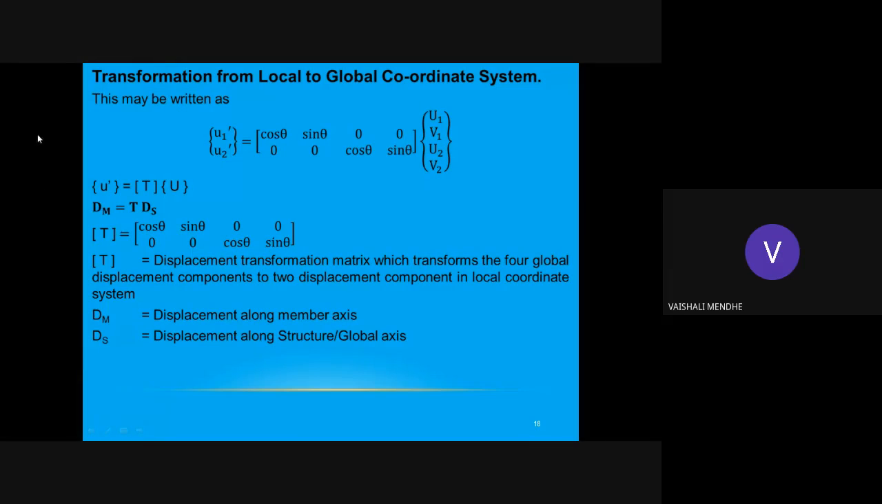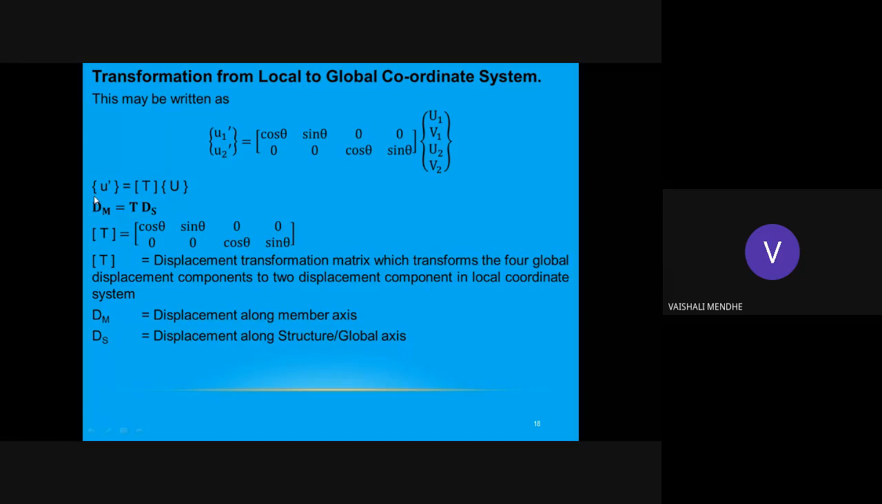Which is nothing but u dash, u1 dash u2 dash, we considered u dash is equal to this cos theta sin theta 0 0, 0 0 cos theta sin theta. This is the matrix, which we have denoted as the transformation matrix, denoted by T, and this u1 v1 u2 v2 I have denoted with the capital U. So this is the global displacement, always denoted with the capital letter, and the local displacement is denoted with the small letter. So this U again I have denoted with the dm.